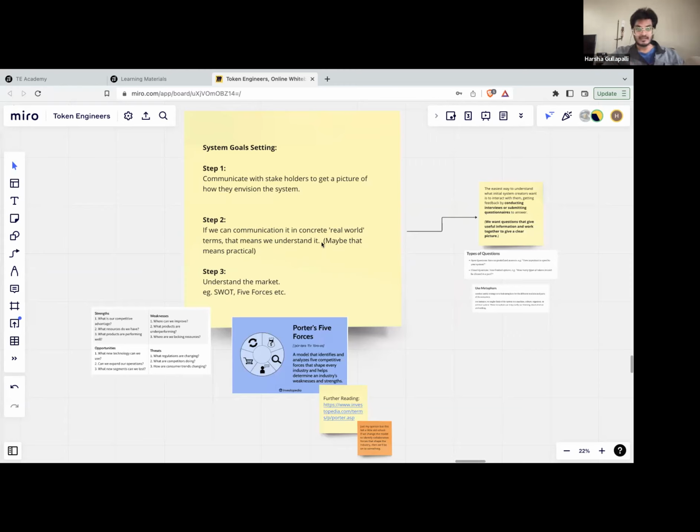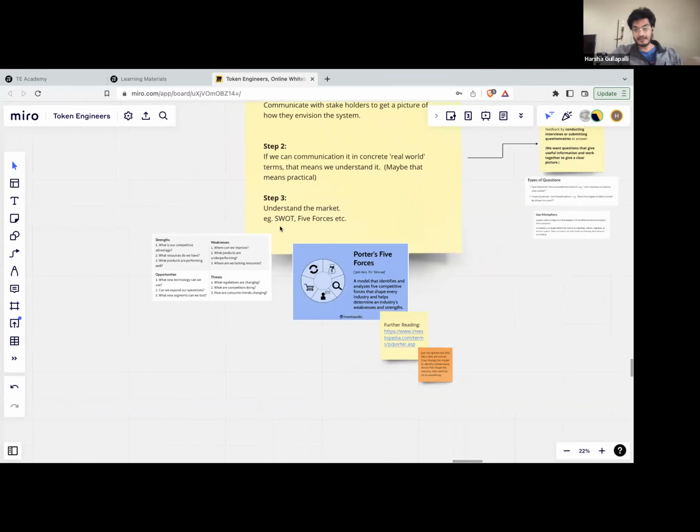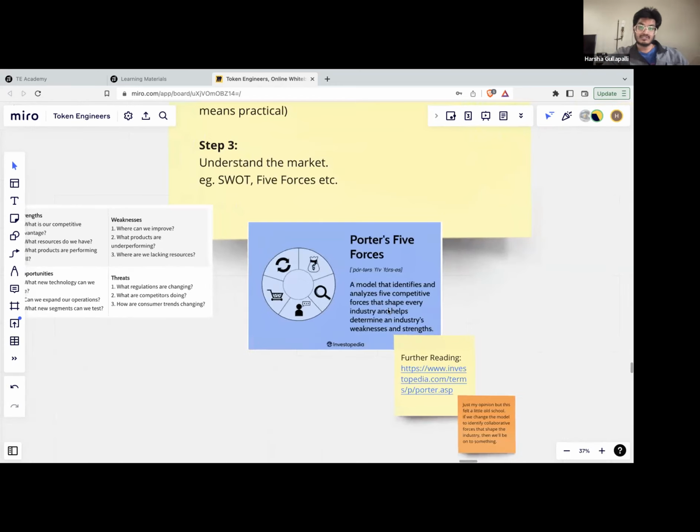And the last step is market analysis, which is understanding the other forces which shape our system. And what they usually do is the SWOT analysis and Porter's 5 forces. SWOT analysis is basically understanding the strengths, weaknesses, opportunities, and threats. And Porter's 5 forces is basically a model that identifies and analyzes the 5 competitive forces that shape every industry.